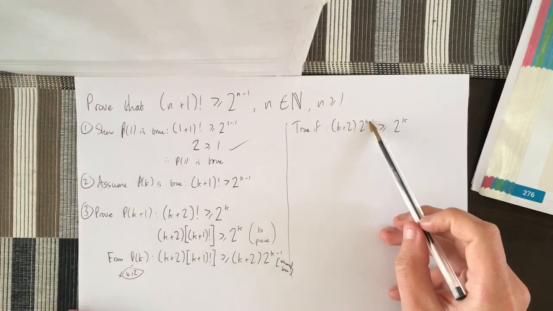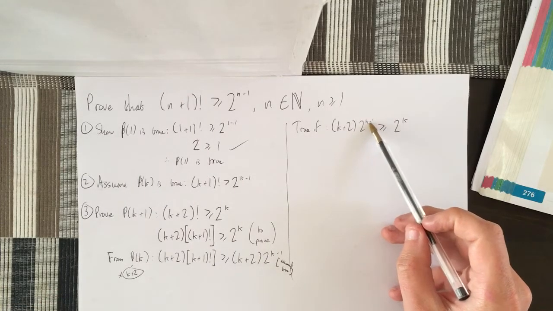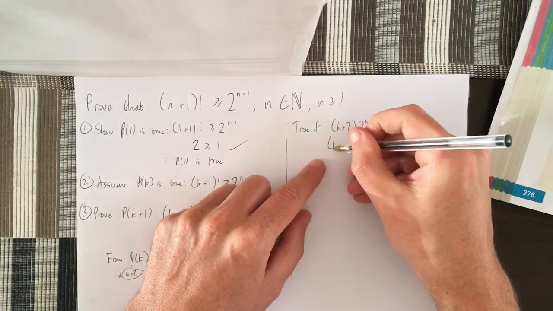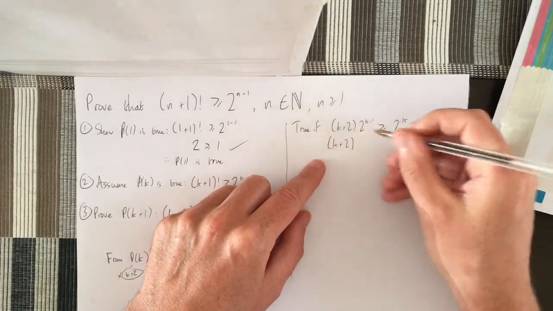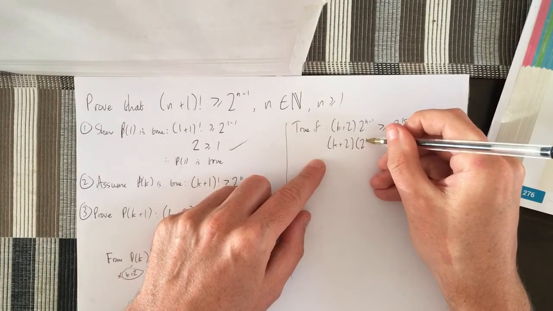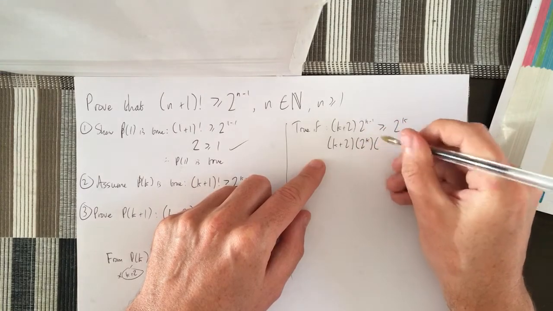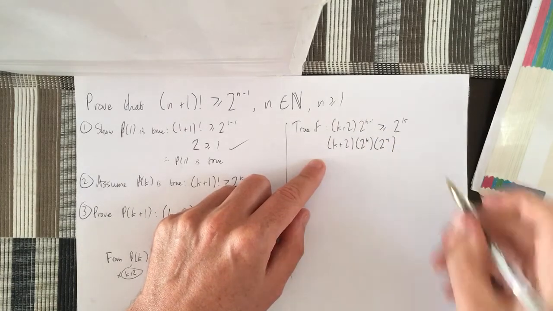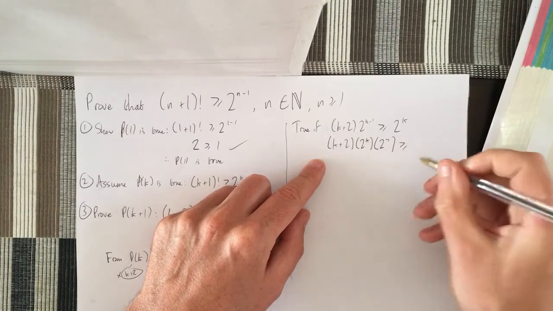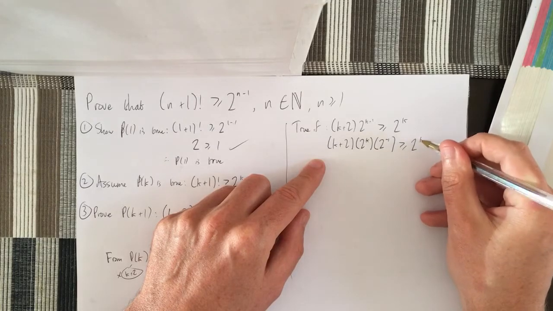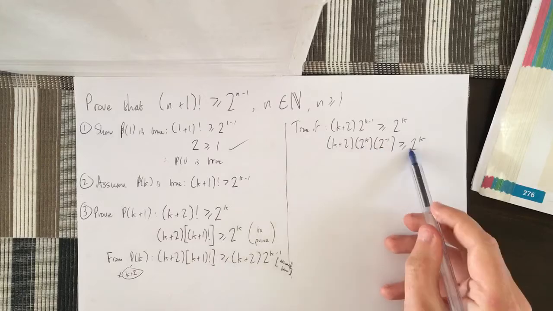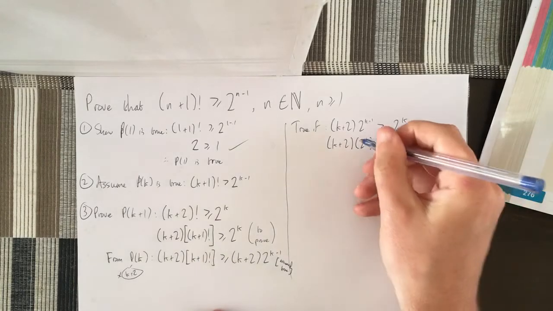All right, so just as in the last one when I had k plus 1, whenever I have something like that here, I'm going to split that up. Don't be thrown off by the fact that it's a minus 1. So (k+2) times 2 to the k times 2 to the minus 1 is greater than or equal to 2 to the k. I've got a 2 to the k on both sides, so I can just cancel those.